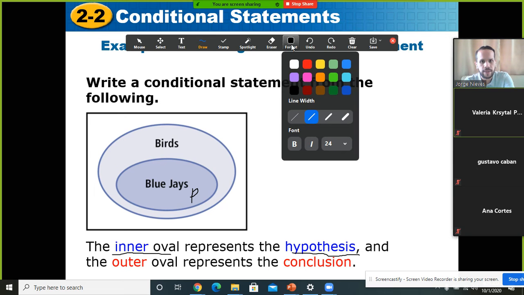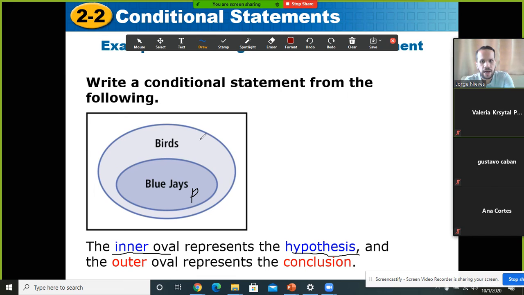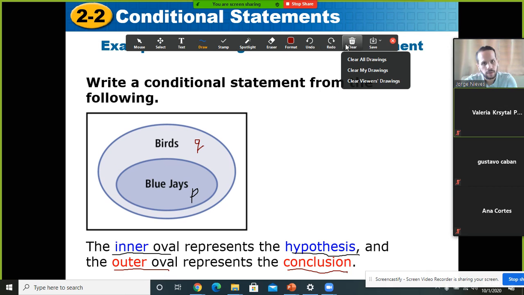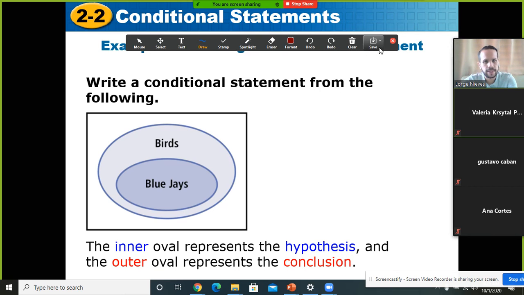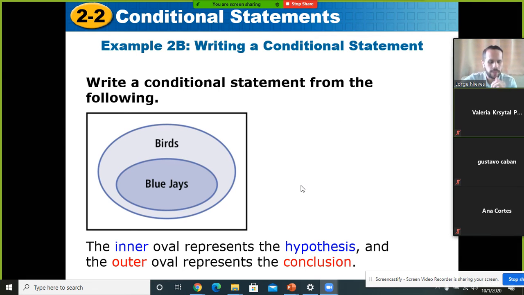Y el que está afuera, mi gente, ¿cuál sería entonces? The outer oval, el óvalo que está afuera, sería la conclusión. So we have to know where P and Q are located. This is another way we can write a conditional statement.